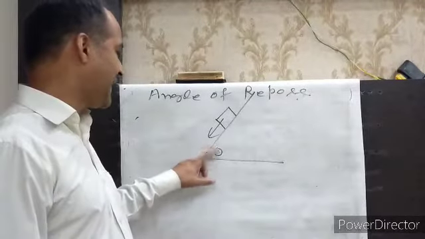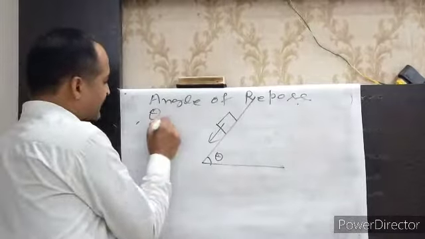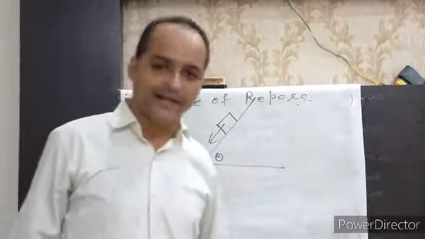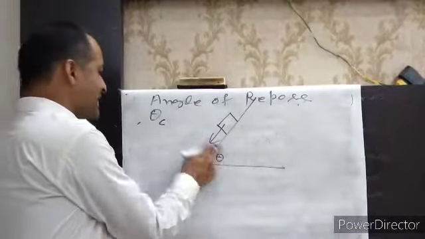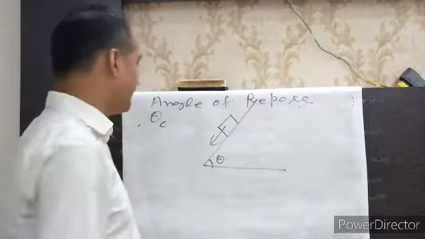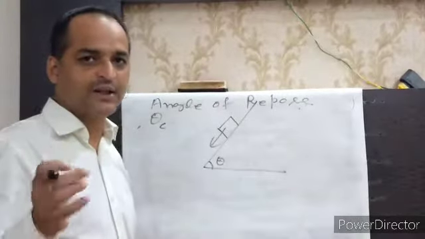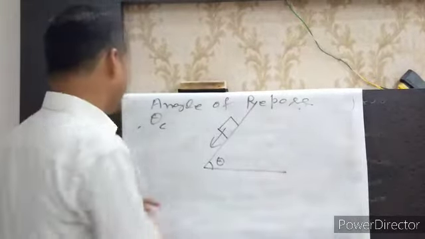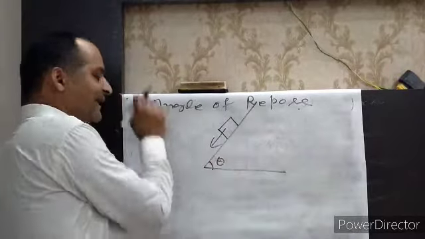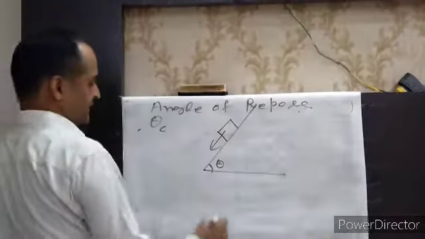This is also called theta c, critical angle or angle of repose. If theta is less than theta c, the body is not going to move. If theta is equal to theta c, it is the angle of repose, the body is just about to slide. When theta is greater than theta c, the body will move. Is it clear? Okay, now see this.